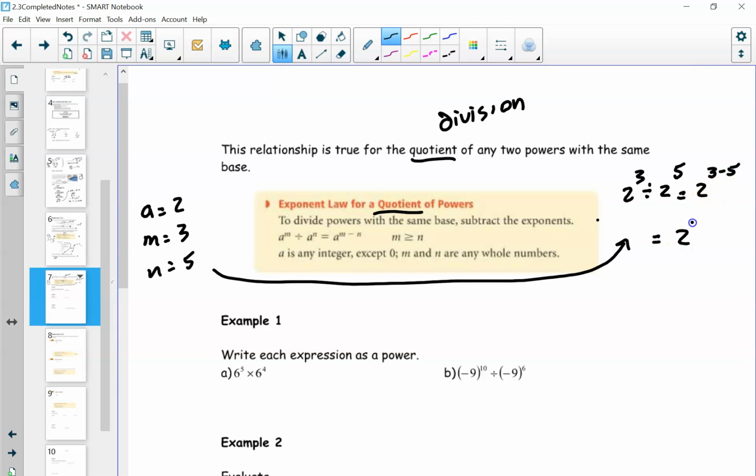3 minus 5 is negative 2. It's going to be 2 to the negative 2. Now, we haven't dealt with negative exponents yet, so I'm not going to go too far into that, but the important part is that you get the right number up there.